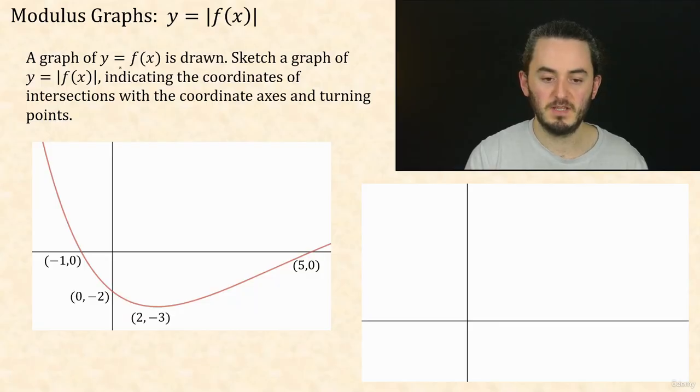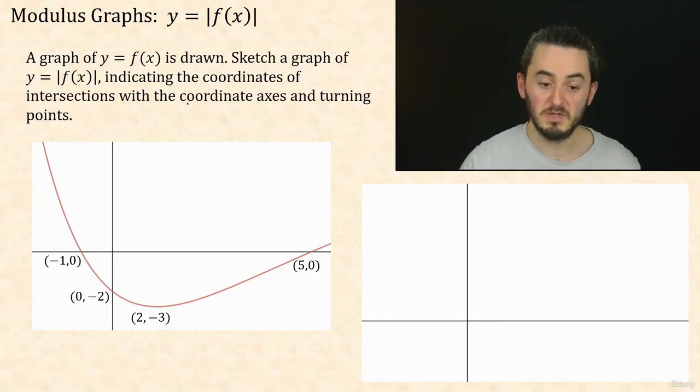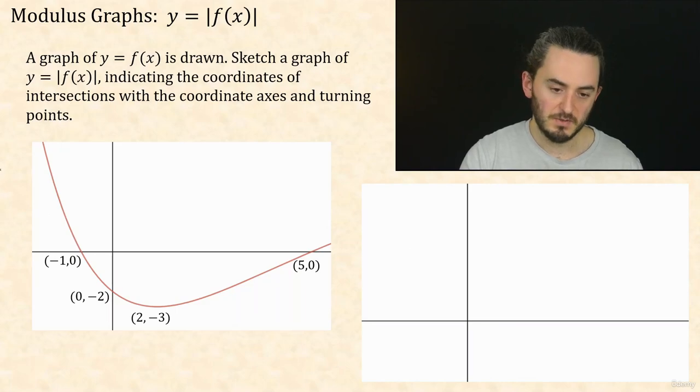A graph of y equals f of x is drawn. Sketch a graph of y equals mod f of x, indicating the coordinates of intersections with the coordinate axes and turning point. So we don't have the equation here, but we can see what f of x looks like. So we just need to use what we know about the modulus function to draw y equals modulus f of x. So this section here is all positive. So that's just going to stay the same.